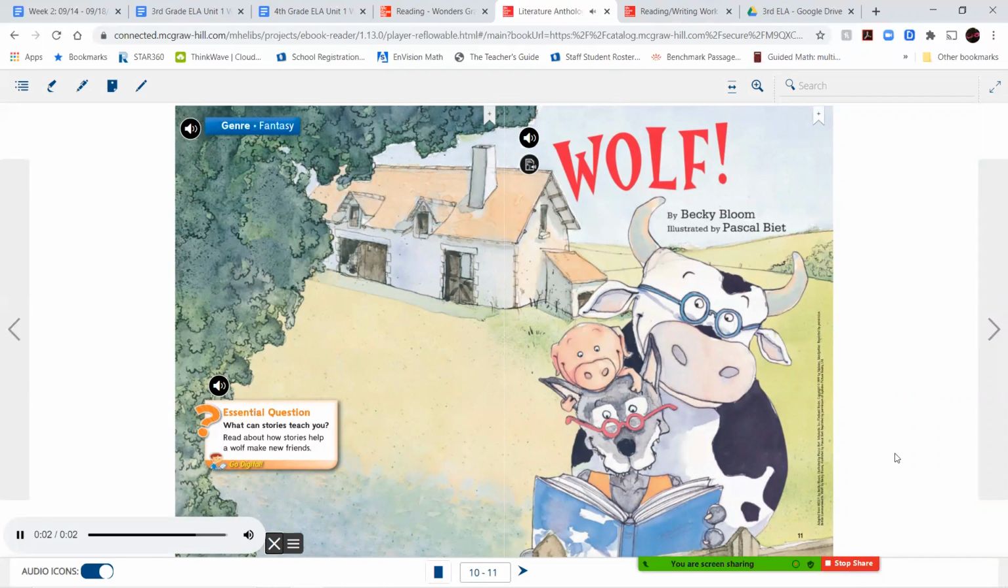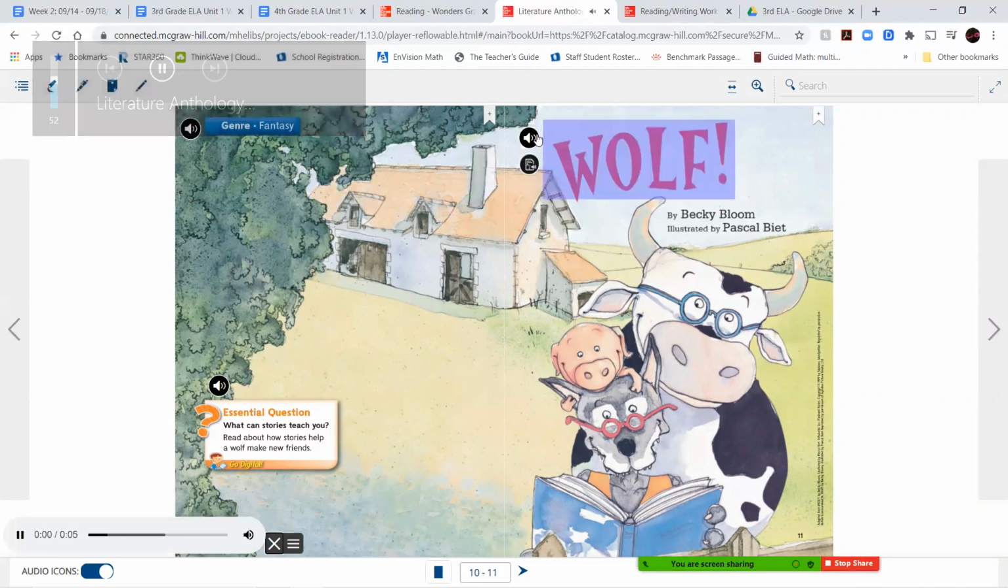Genre: Fantasy. Wolf by Becky Bloom. Illustrated by Pascal Billet.